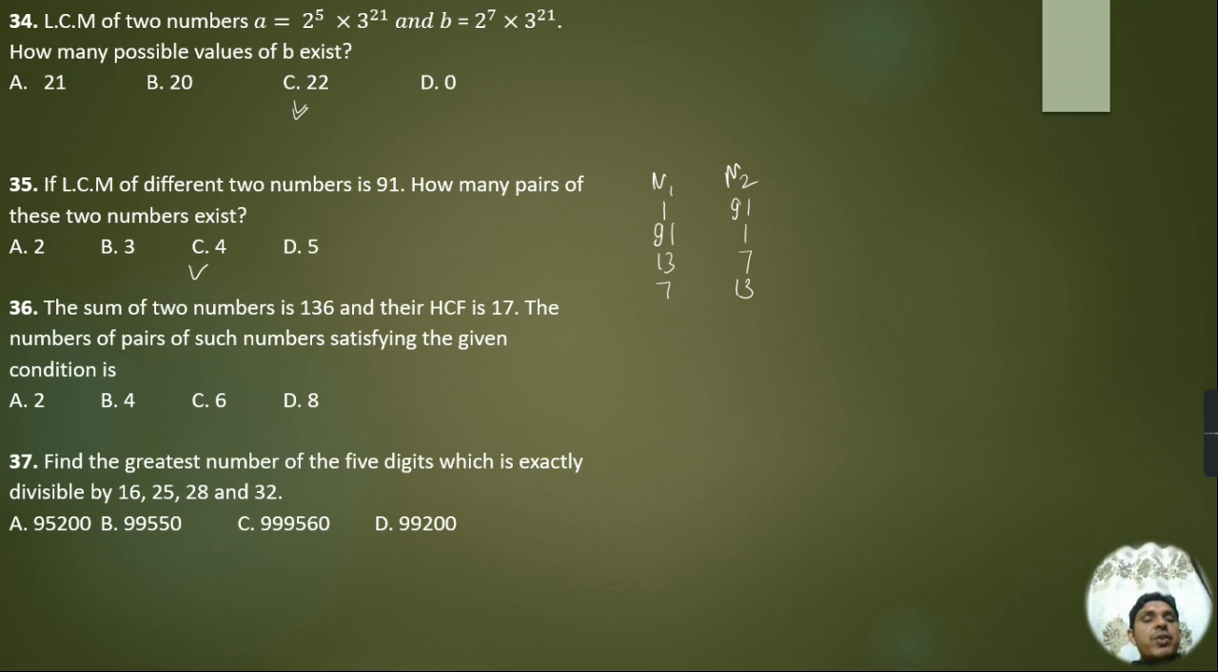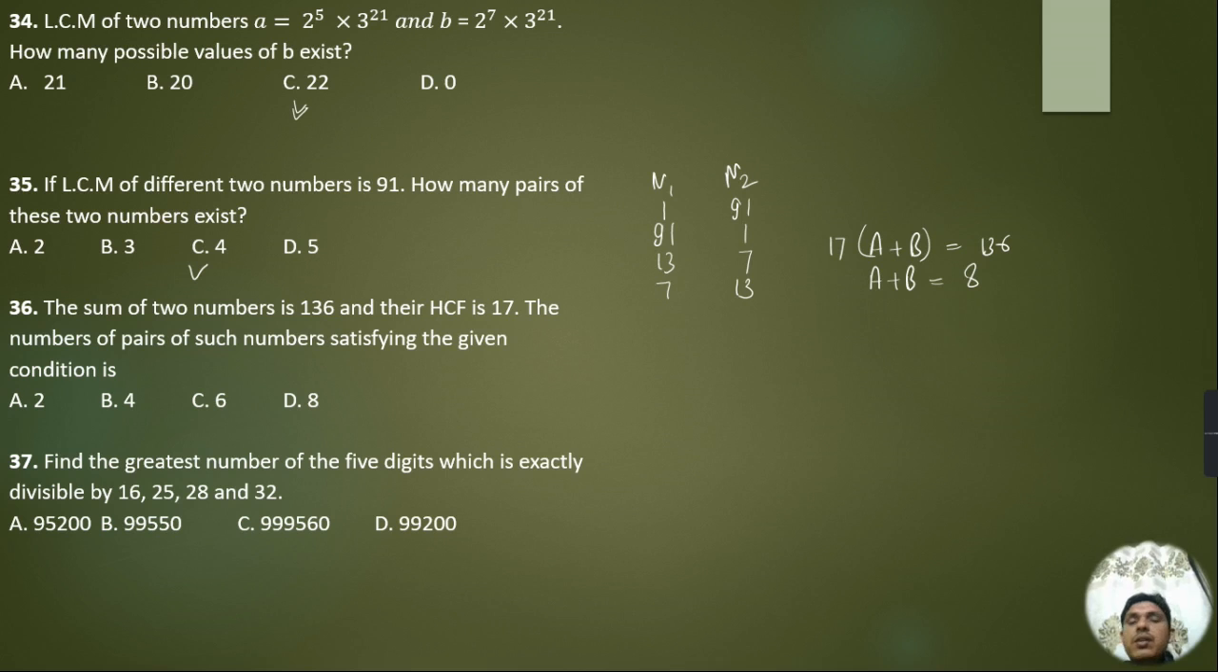Right? Coming to the next question, the sum of two numbers is 136 and their HCF is 17. The number of pairs of such numbers satisfying the condition. So suppose the two numbers are A and B. Sum of two numbers is 136 and their HCF is 17. That means the highest common factor is 17. The number of pairs of such numbers, if we find for A and B, so this will be 8. Right? This will be 8. And it is asking the number of pairs of such numbers.